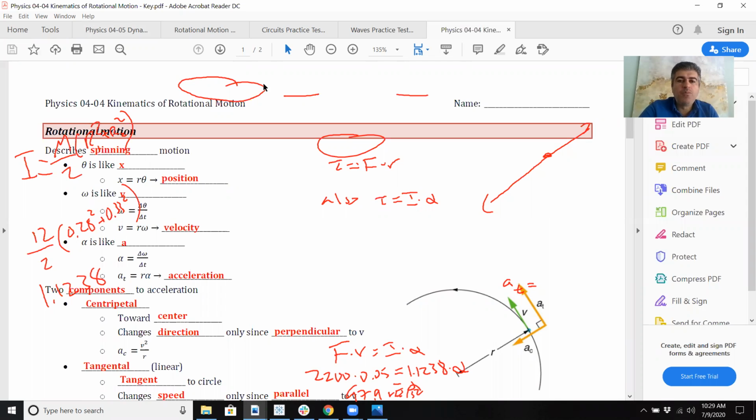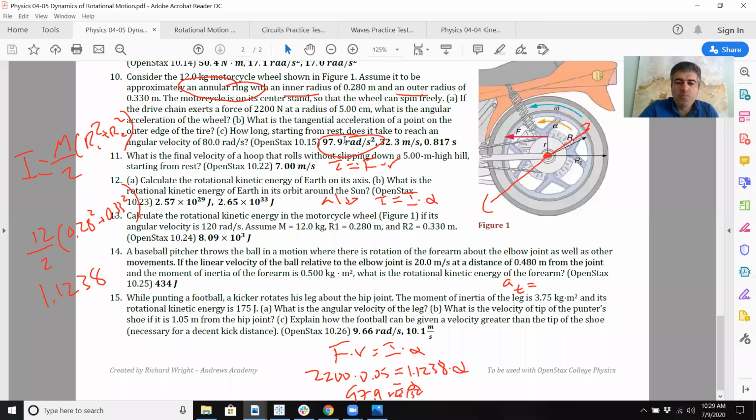For R alpha, you'll just keep the notes open. So that's easy. You already know your R, 0.05. Your alpha, 97.9. That doesn't make too much sense. On the outer edge of the tire.